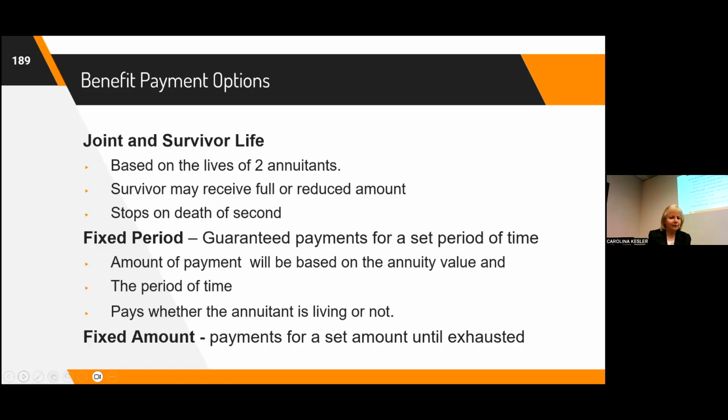Fixed period. Again, if they tell you the number of years, it's fixed period. The amount of payment will be based on the annuity value and the period of time. Pays whether the annuitant is living or not. If you choose it for 20 years and you die in 5, it's still going to go on for 15 more years to your beneficiary, right? Fixed amount, the payments are set for that amount until they're all gone. So if you died before the money's all gone, it's going to go to a beneficiary until it's all paid out.